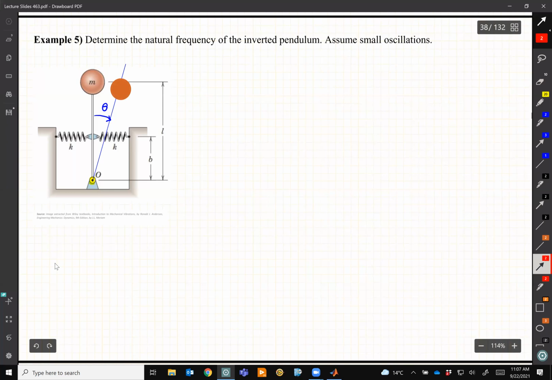So when it is at equilibrium, this was the weight, right? The weight comes directly past O. So it does not have any effect on the springs, right? It means there is no pre-compression or pre-tension in the springs due to the weight. In other words, there is no delta static in these two springs.